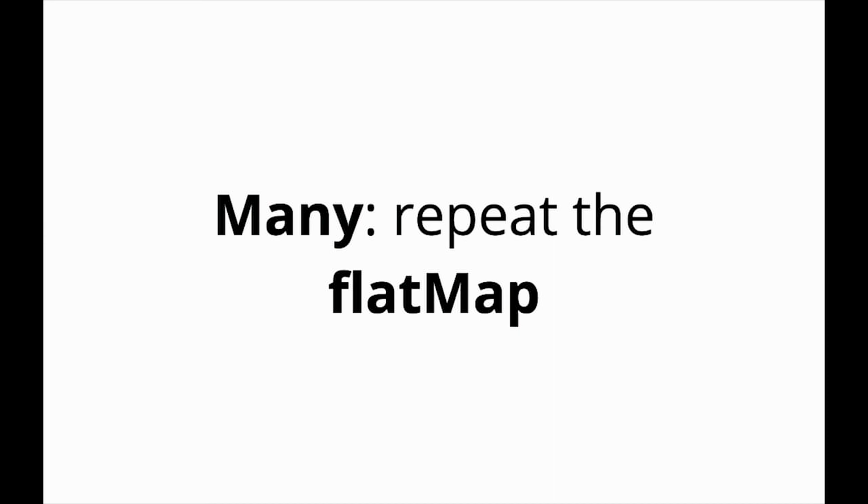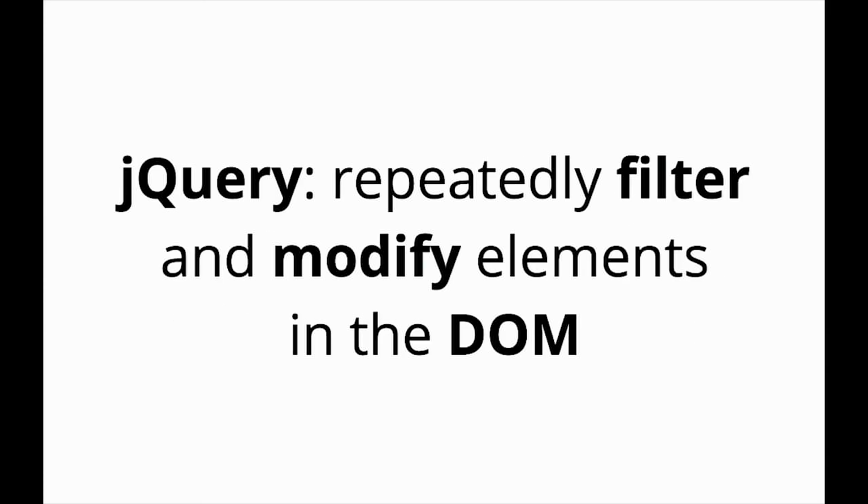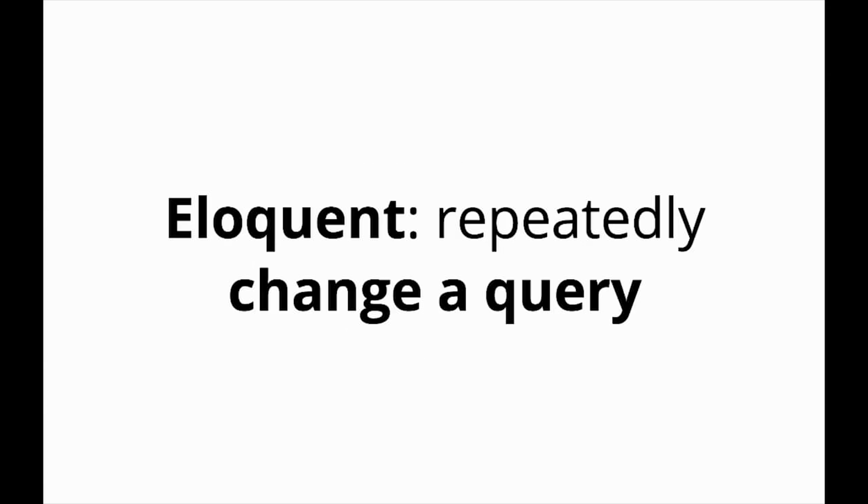And what you should be seeing now is that monads are good for repeated operations. In maybe, the repeated operation is null checking. In many, it's a repeat of flat mapping. In promises, what you do repeatedly is you give closures to be executed when the promise is resolved. And you can then, and it'll be fine. In jQuery, the repeated operation is to filter and modify elements from the DOM. In Eloquent, it's to repeatedly modify a query. And these are all things that you've been using. Maybe not the first two, but the last three, certainly.